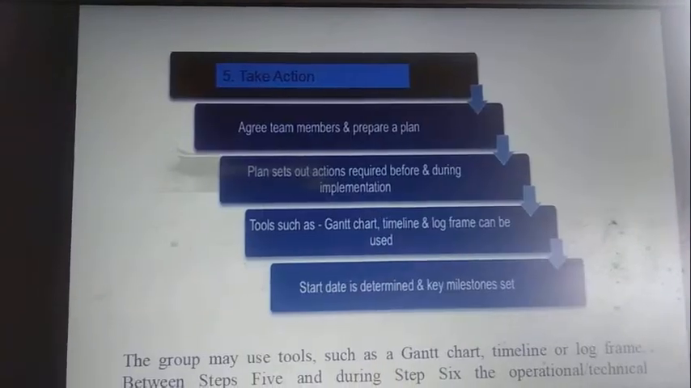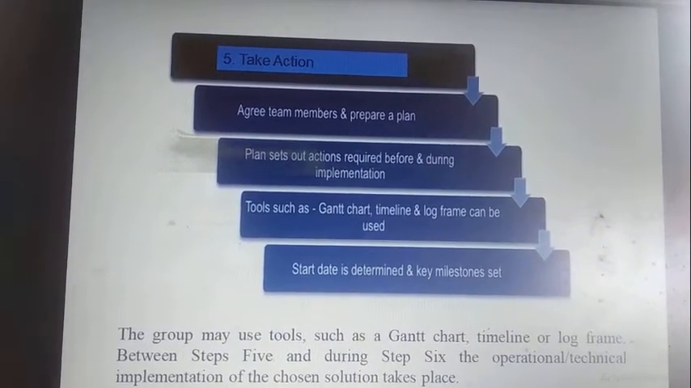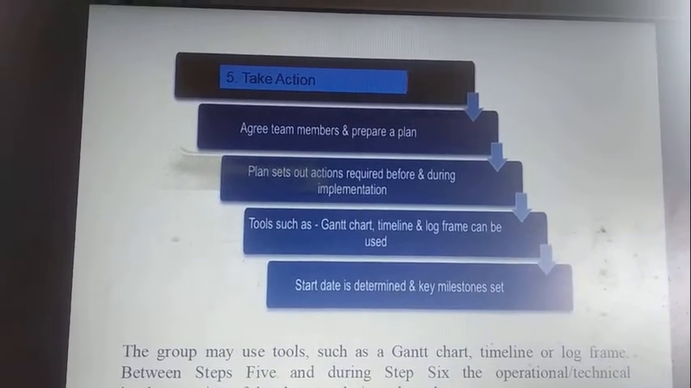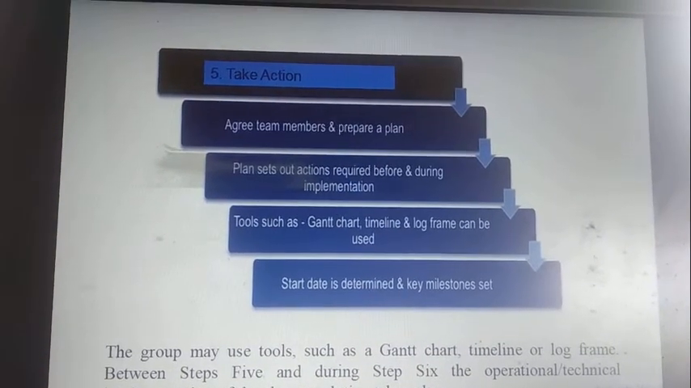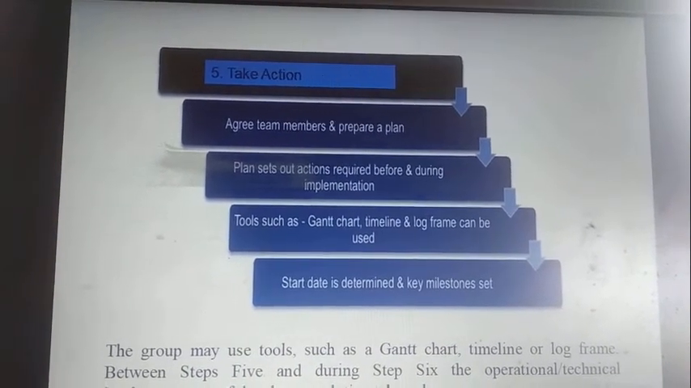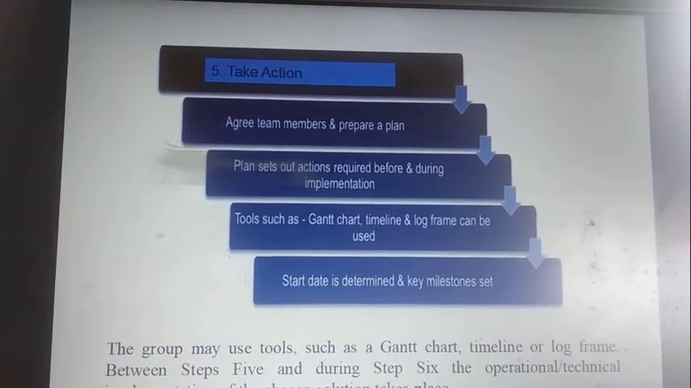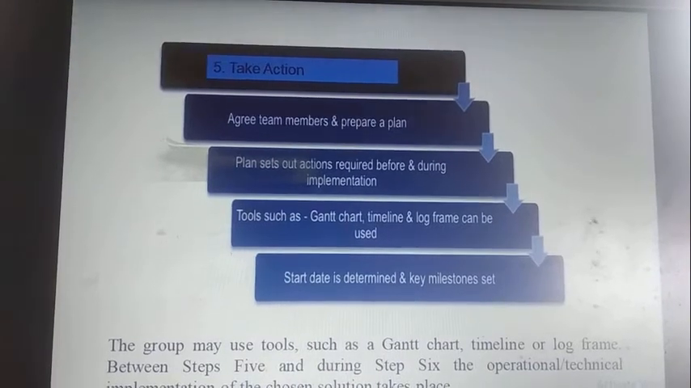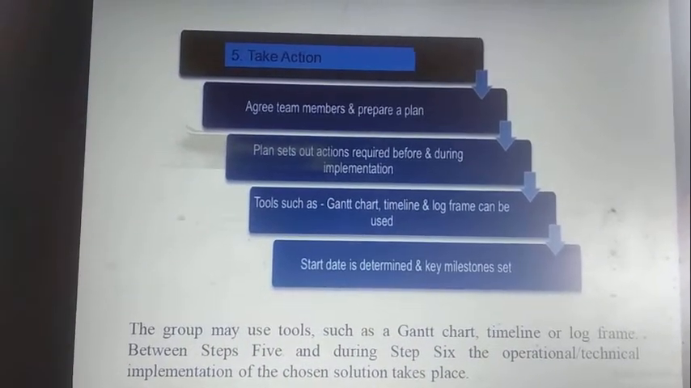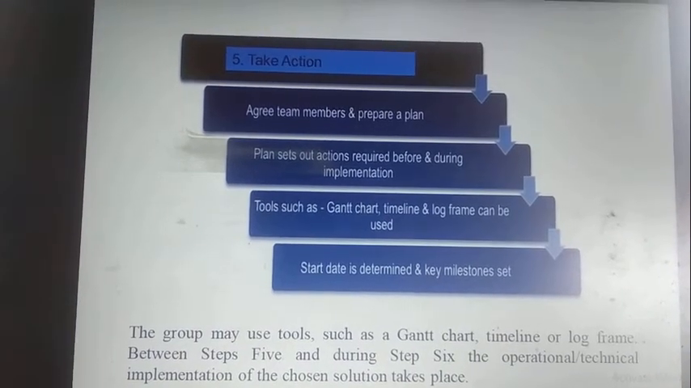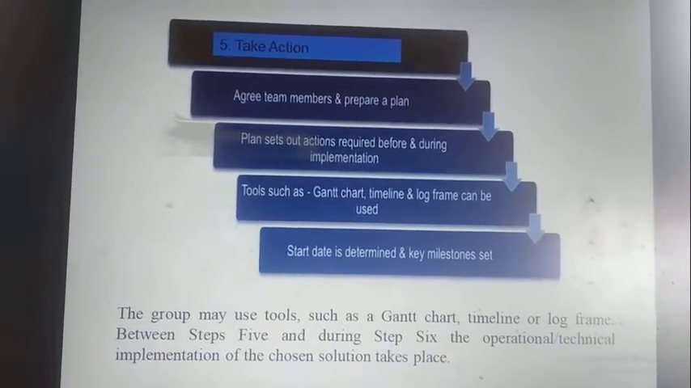While we are taking the action, agree with the team members and prepare a plan for how to carry out the solution for the problem. The plan sets out actions required before and during the implementation. Tools such as a Gantt chart, timeline and log frame can be used. Then the start date is determined and key milestones are set. We also take follow-up before and after the implementation of the project.